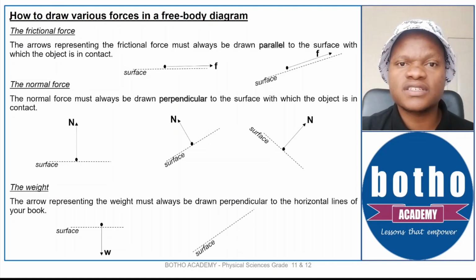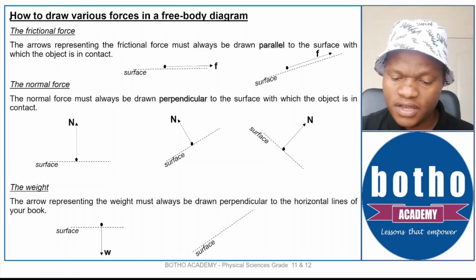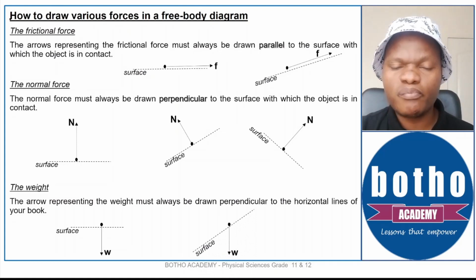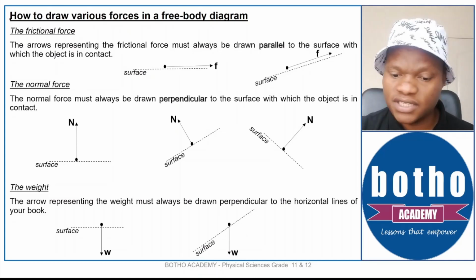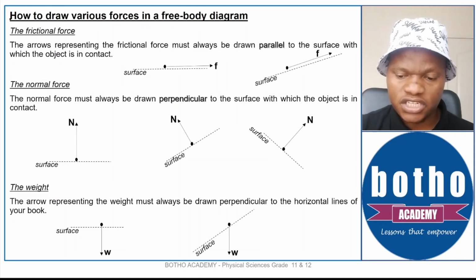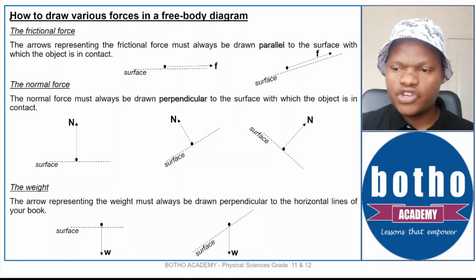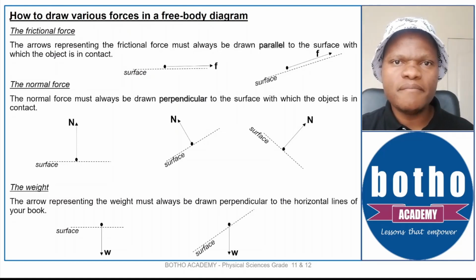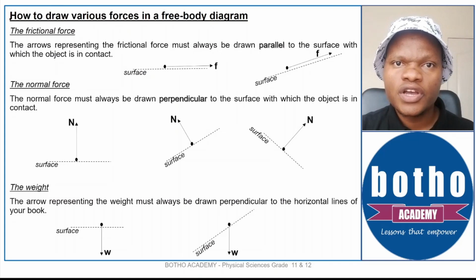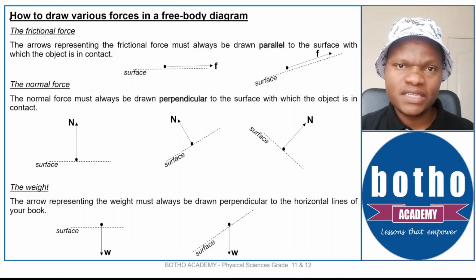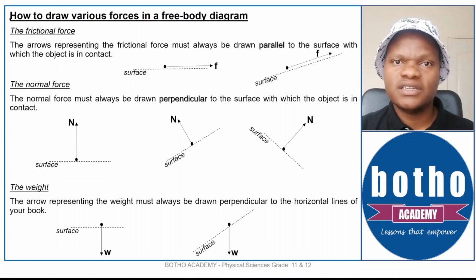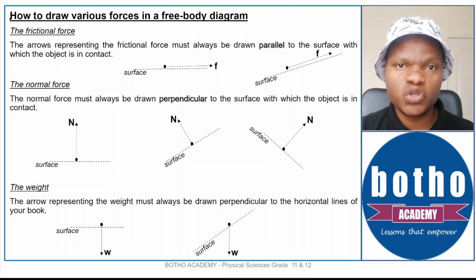Again, if the surface is an inclined one or a slope, the weight still has to be drawn pointing downwards at all times. It does not matter, regardless of the orientation. Now, here, what you have to make as your point of reference are the lines of your book. The weight must be perpendicular to the lines of your book, or if you can't remember that, just remember that the weight must be drawn as a line that is pointing towards the bottom of your book or the bottom of your script if it's a script.